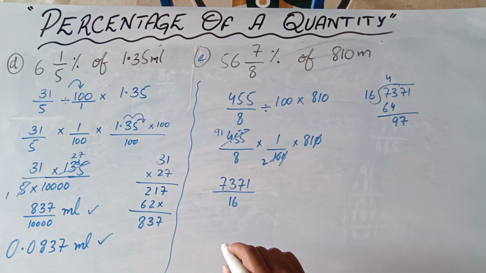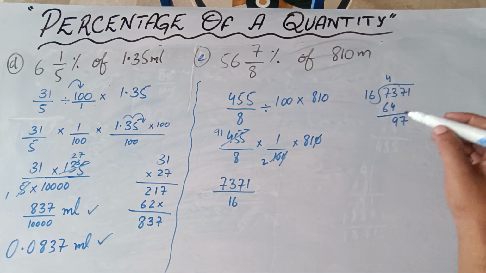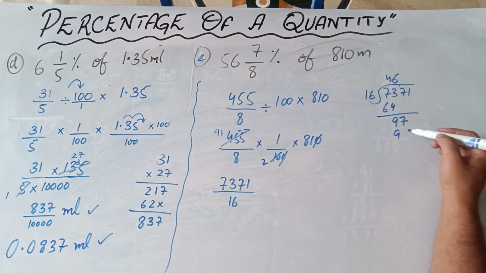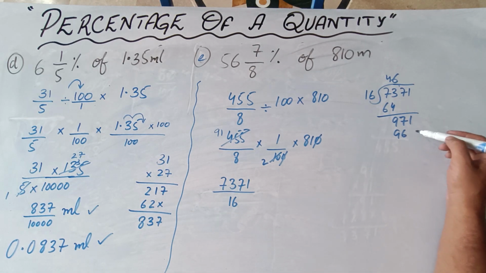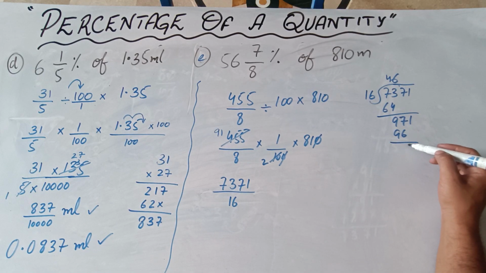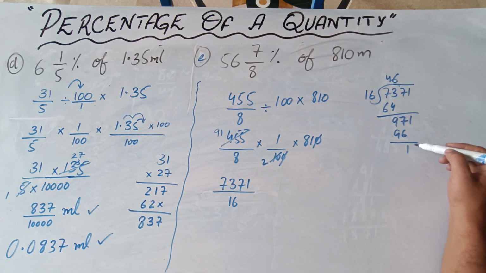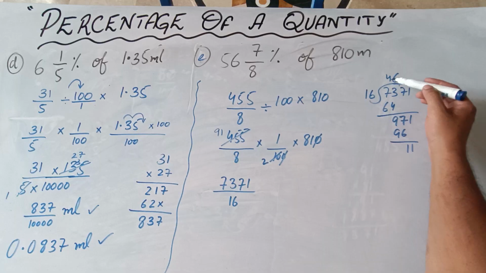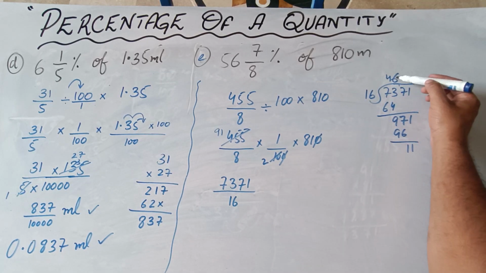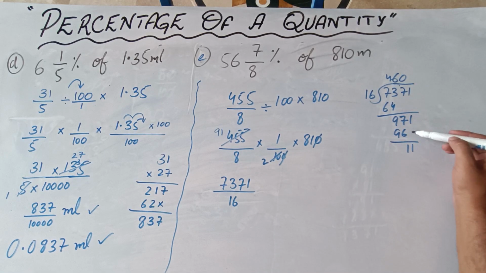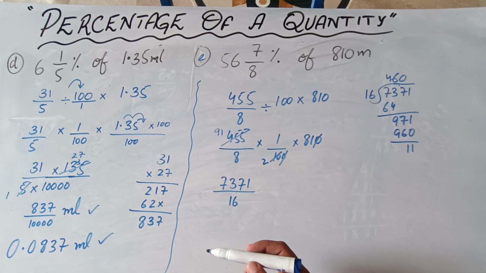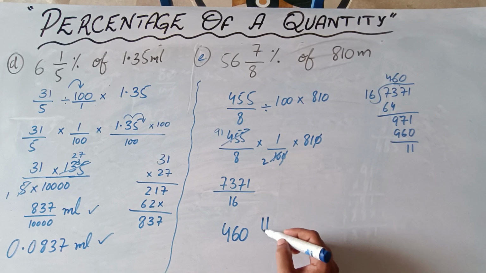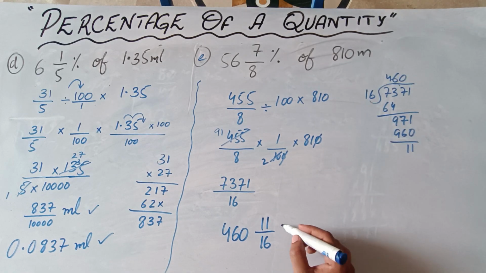16 5s are 80, and 16 6s are 96. So it would be 96. So we are left with 1, and we will bring down 1. Now in this type of situation, 4 times 6 is 96, means 16 times 6 is 96. So 16 times 60 would be 960. So we are left with 11. So this is one of the answers, 460 whole 11 upon 16 meters.